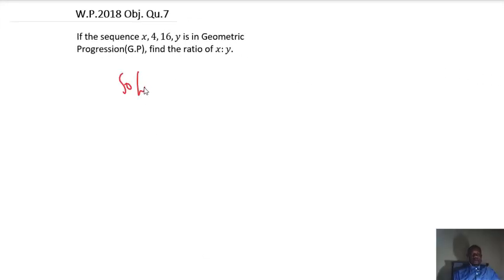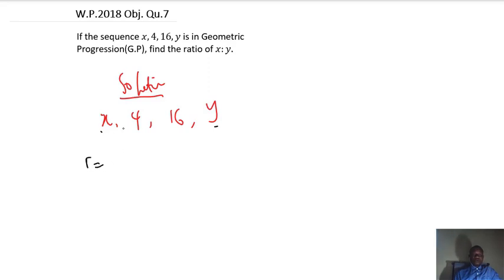So here, let's see the value of x and y. This is the sequence. We have x here, then we have 4, we have 16, then we have y. We don't know the value of x, and we don't know the value of y. If only we knew the values, we could just find the ratio of them. Because this is a GP, it means that their common ratio will be equal. So let's find the common ratio.